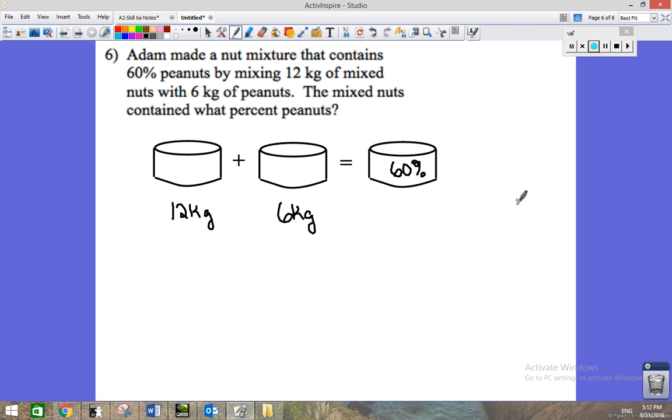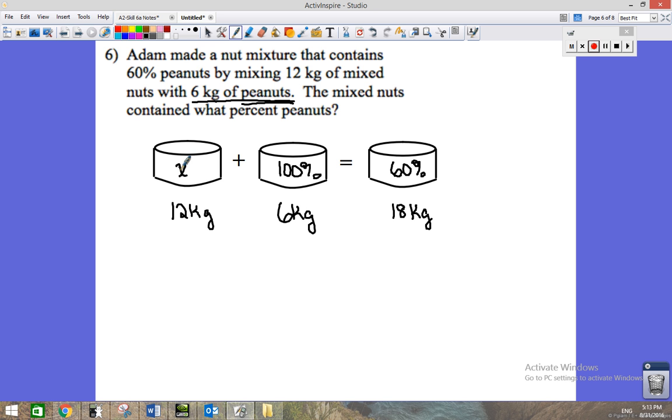Now, I need to be careful here. The 12 kilograms, they don't give me the percent of peanuts. That's going to be my variable. Now, the 6 kilograms, it says 6 kilograms of peanuts. That's not a mix. That's pure peanuts. That is 100% peanuts. Okay? And if we have 12 kilograms and we add 6 kilograms, we'll have a total of 18 kilograms.